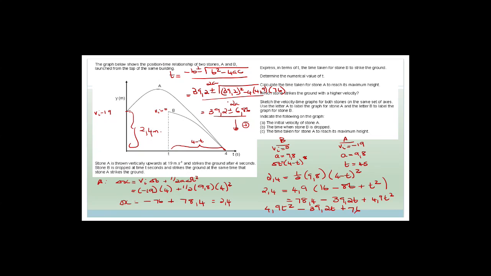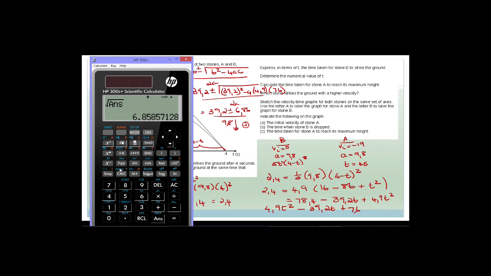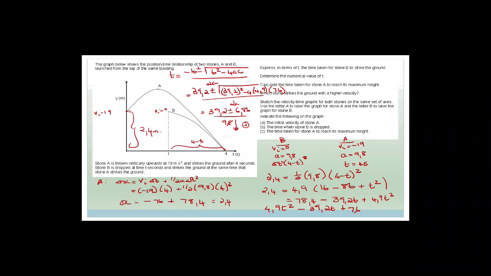86 over 9.8. So let us do that. If we add that, we go 39.2 plus 6.86 equals, and then we divide it by 9.8 equals, and we end up with 4.7. So that's over there somewhere, so it can't be that.